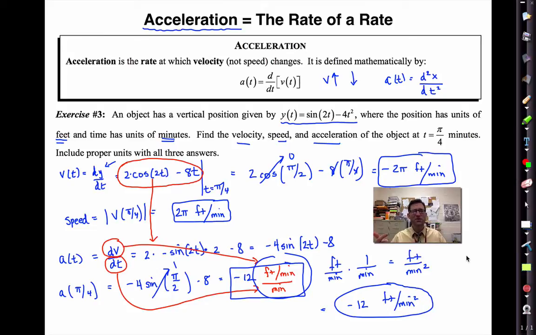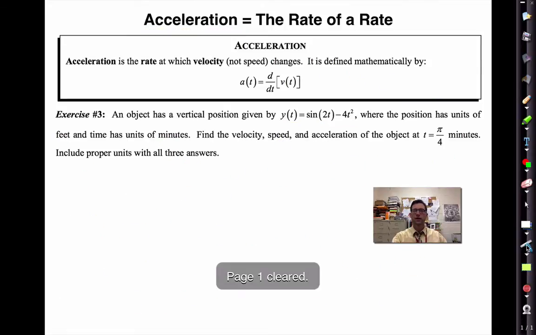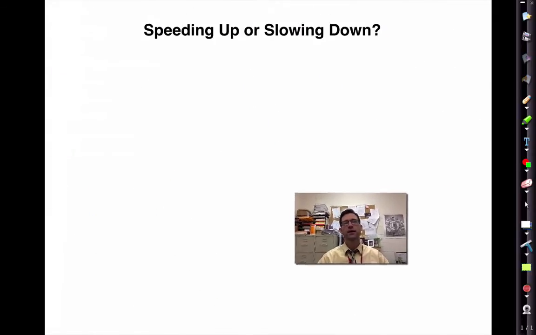And the second problem is, what's a square minute? I know what a square foot is. I know what a square mile is. I don't know what squared time is. So I don't care either way, but I like the interpretation of feet per minute per minute. So I'm going to erase this. All right, so take a look. Okay, let's move on to the next page.